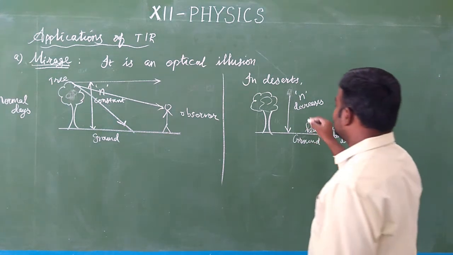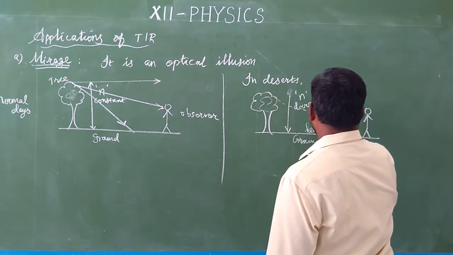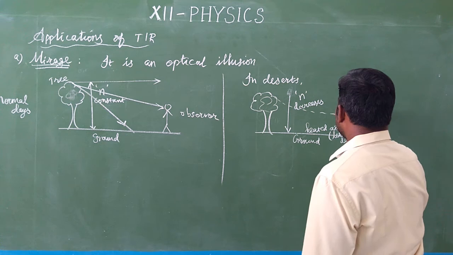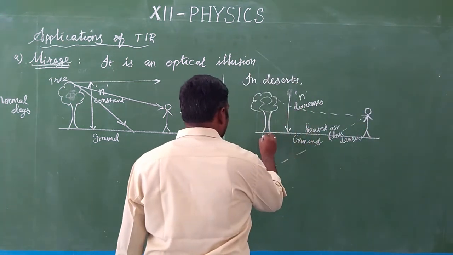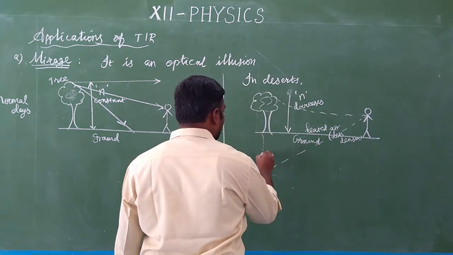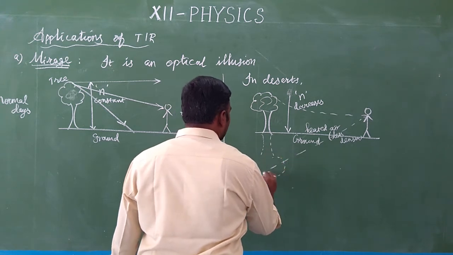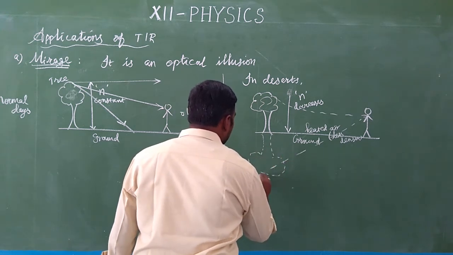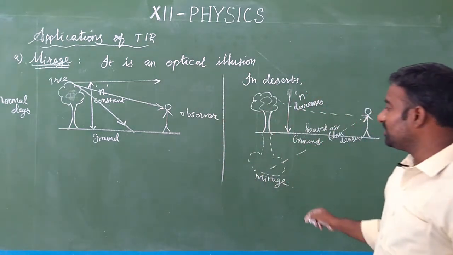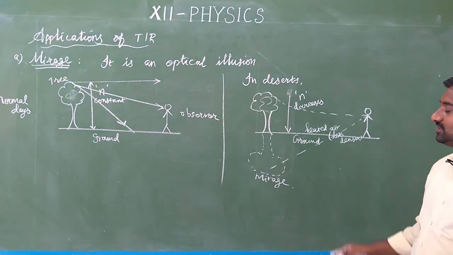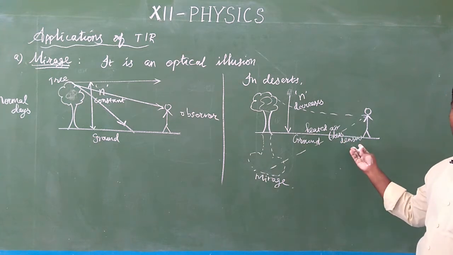So for that, to the observer, the trees look like this. The trees look like they are on the soil. So this is called a mirage. A mirage is an optical illusion. Mostly we can see it in a desert due to the different density of the air medium.